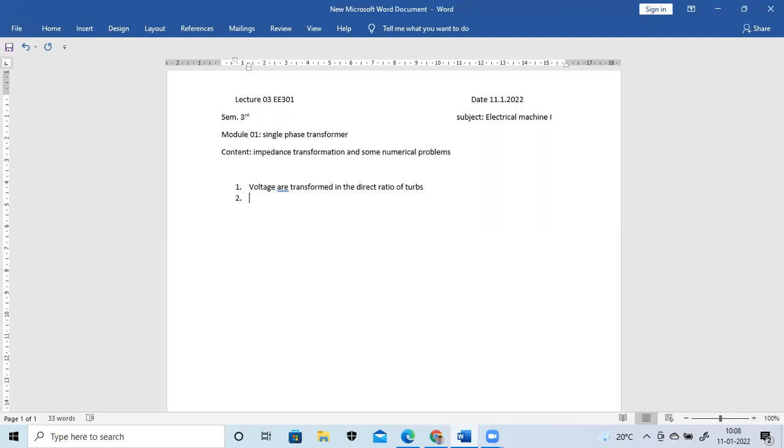Second one is if you want to represent the current. If you want to represent the secondary side current, that means I2, towards the primary side, that current I2 is represented by I2 dash. And that is equivalent to the product of the current of the secondary side into the inverse ratio of the turns. That means the direct ratio is represented by N1 by N2 equal to K. Then what is the value of the indirect ratio? That means 1 by K.